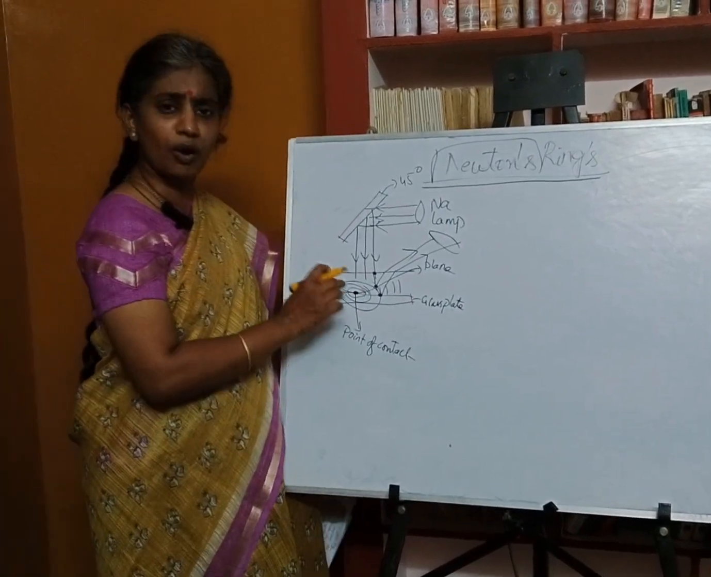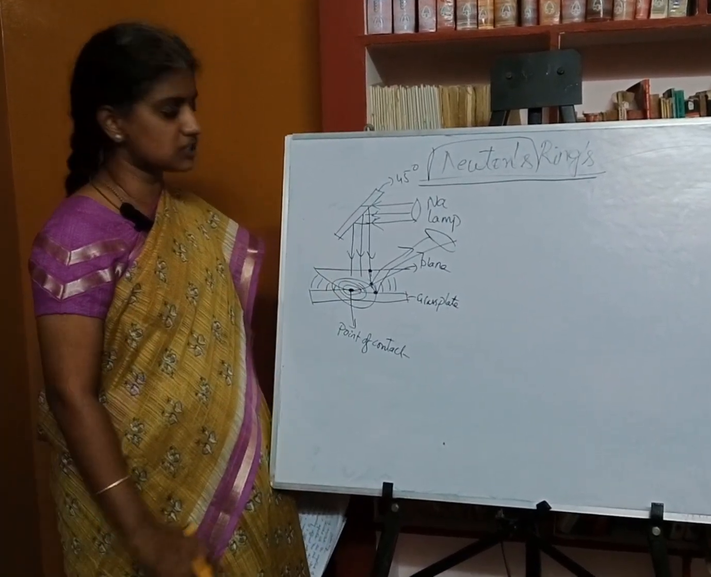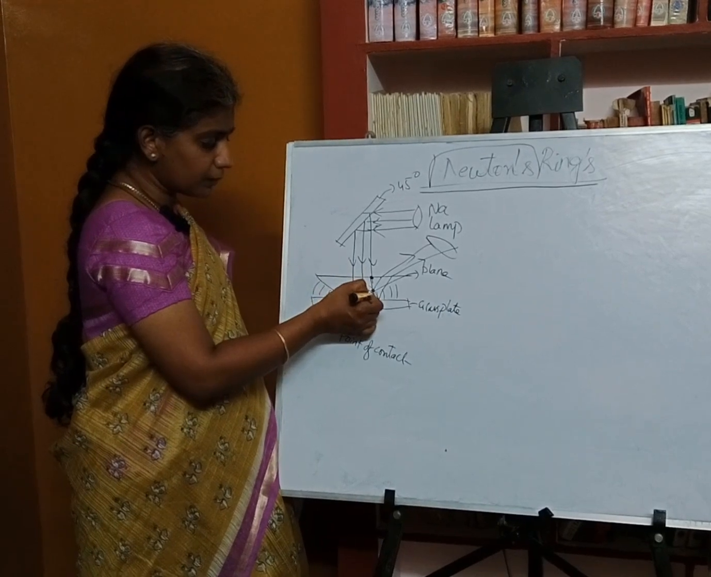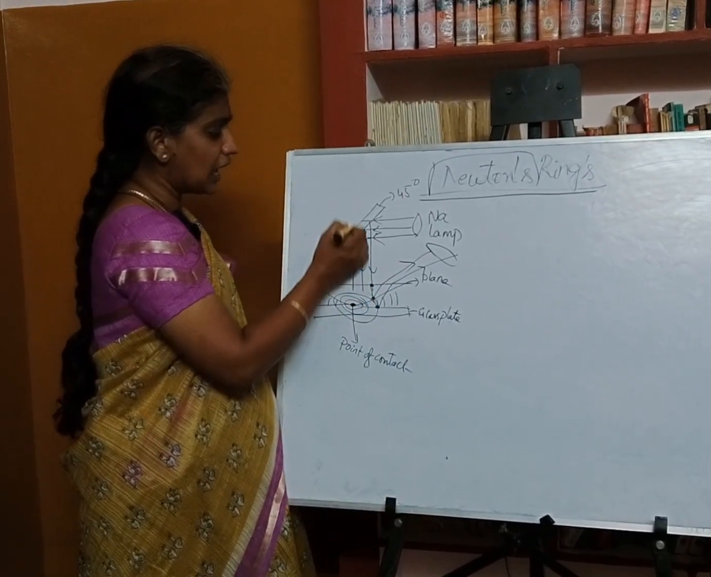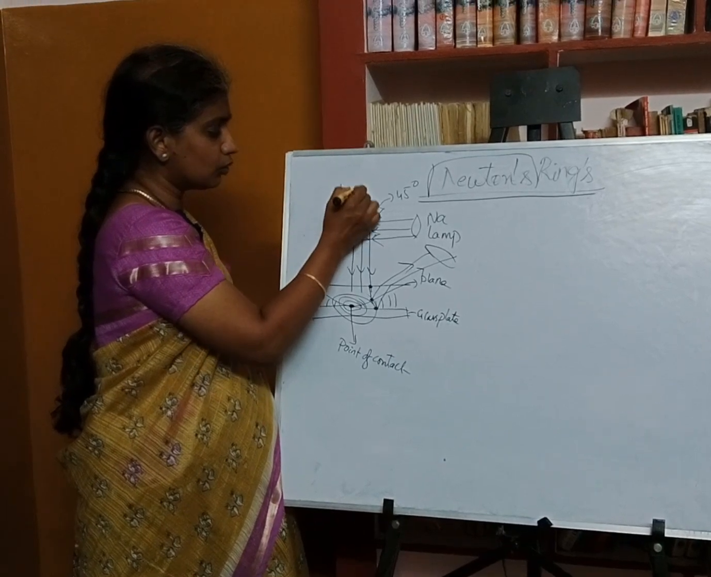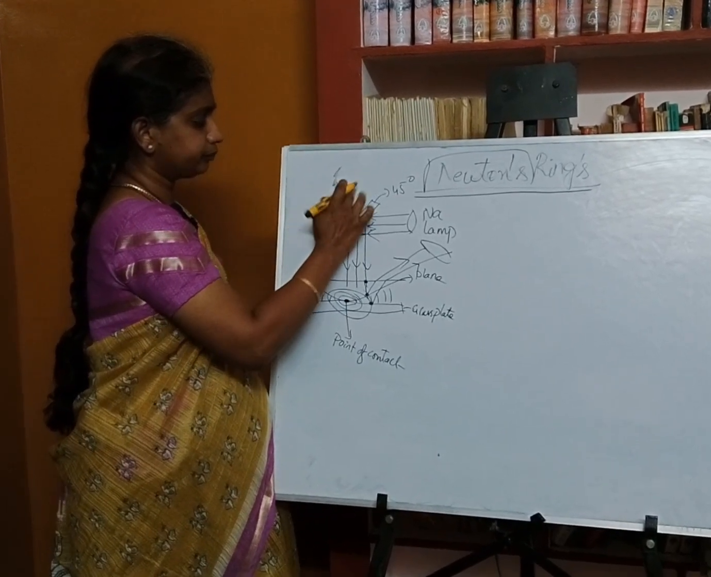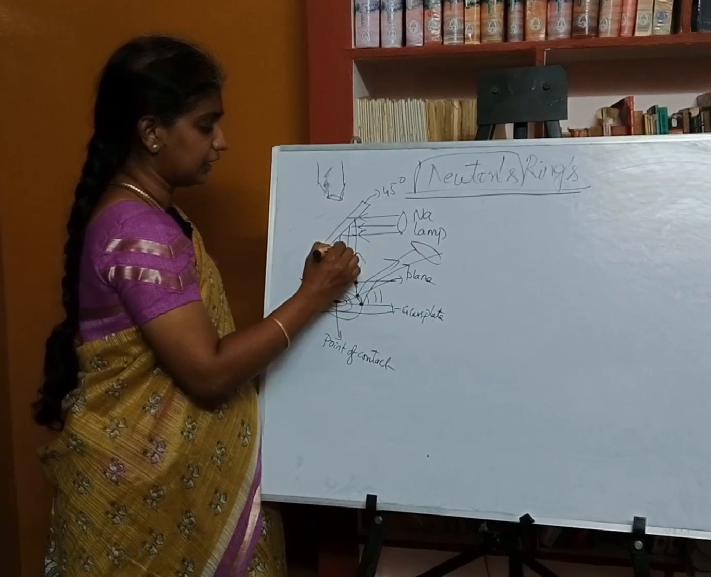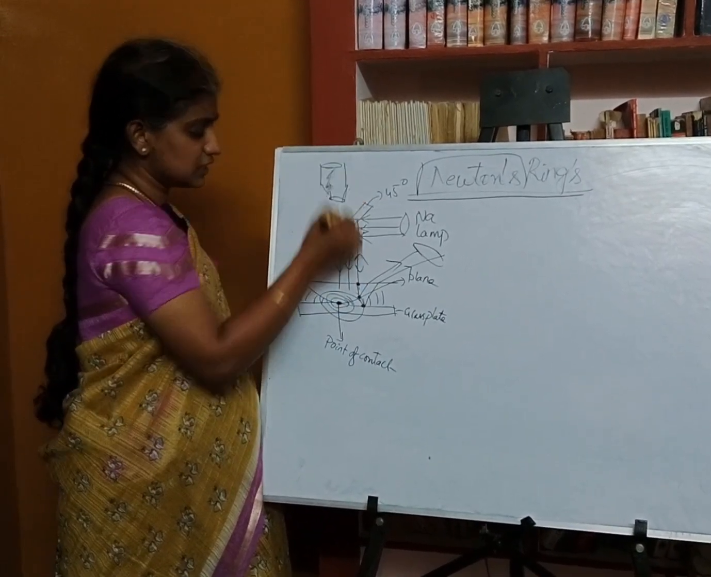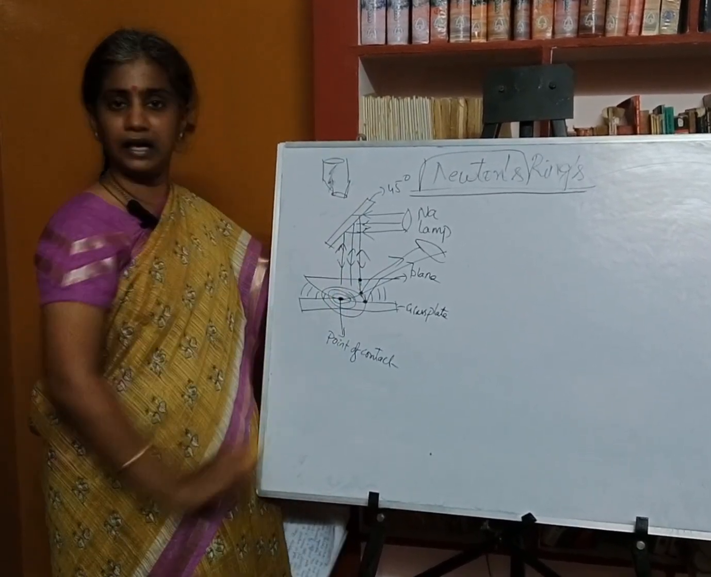Then how can you see these rings? These interference patterns reflect and superimpose, and you use a microscope. Here you use a microscope. The reflected light comes this side and you can see the rings that are forming underneath this.